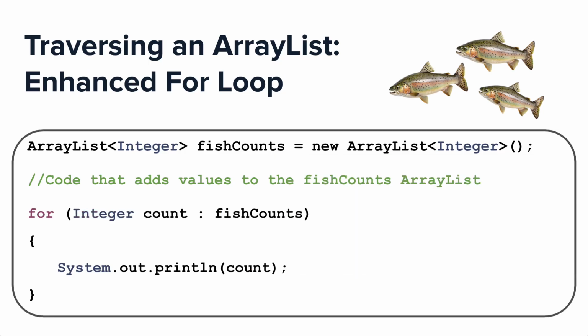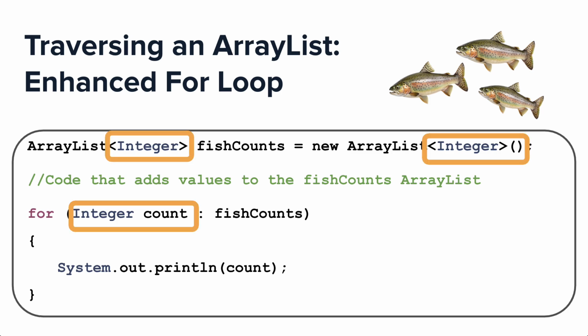Like arrays, you can also use an enhanced for loop to traverse an array list. As a reminder, the enhanced for loop variable type needs to match the values in the array list, since it will be receiving a copy of each value. In this case, you need to use the Integer object type, since that is the data type of the array list elements. This is the recommended and most readable method if you are not modifying an array list and don't need to reference the index value when iterating.